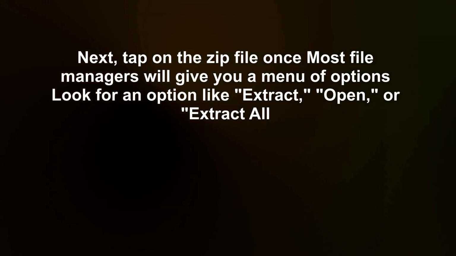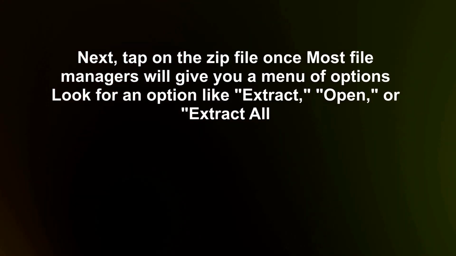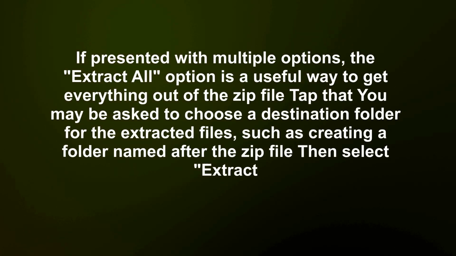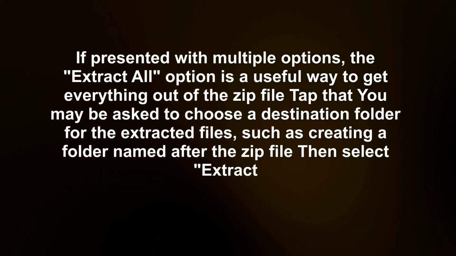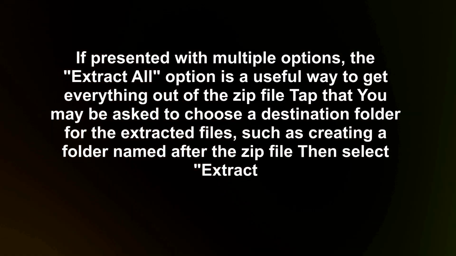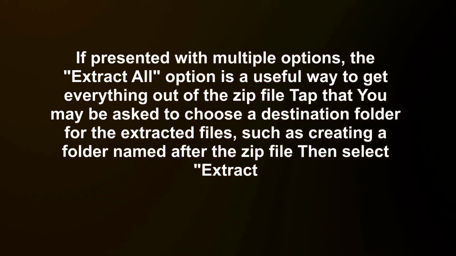Next, tap on the zip file once. Most file managers will give you a menu of options. Look for an option like Extract, Open, or Extract All. If presented with multiple options, the Extract All option is a useful way to get everything out of the zip file. Tap that. You may be asked to choose a destination folder for the extracted files, such as creating a folder named after the zip file, then select Extract.